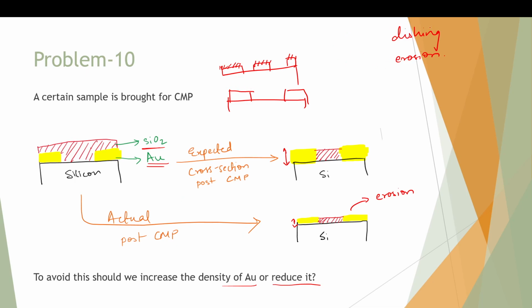For dishing, we said that we need to increase the metal density, but increasing the metal density will expose more metal to the pressure and to the slurry chemicals and abrasives. That will create the problem of erosion. So for erosion, we need to reduce the density of metal.